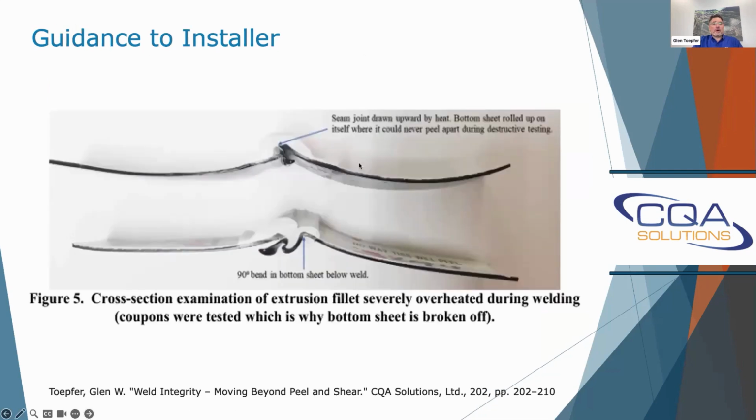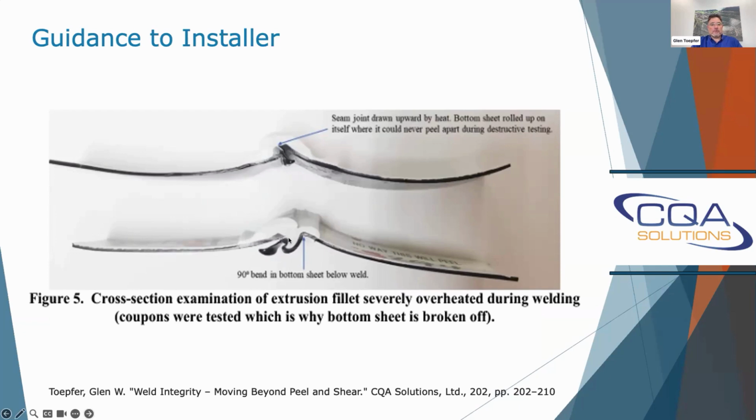And the same thing is happening to our extrusion welds. This was a project where the installer was having a hard time getting the extrusion welds to pass. They were having a 25% failure rate on extrusion samples when we took destructs on them. So they alleviated that and they got their passing rate down to like 5% or so. But they did it by overheating the geomembrane.